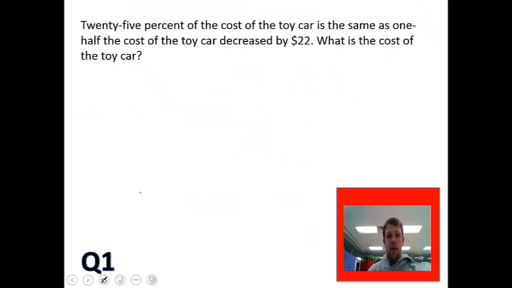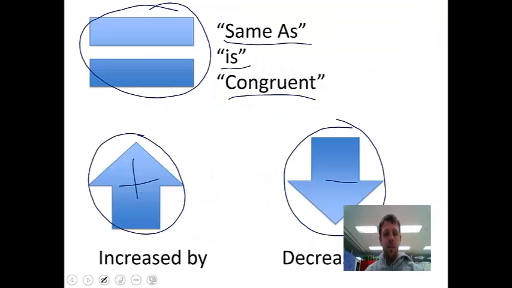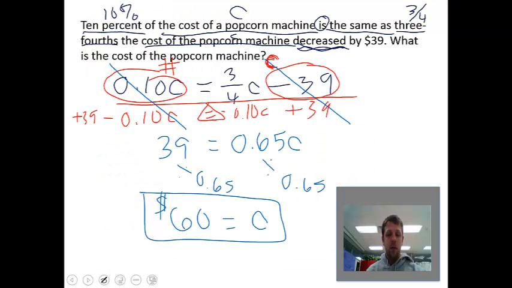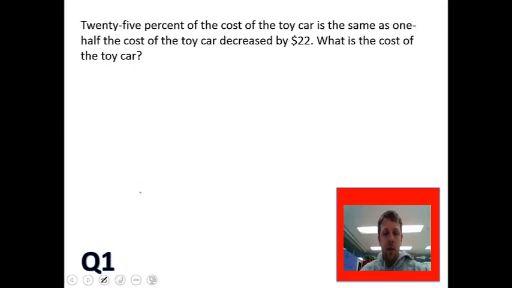Alright? Let's do one more. I know they take a long time, but these are important. Actually, I guess we don't know, we need to do one more. Alright, you try one all by yourself.